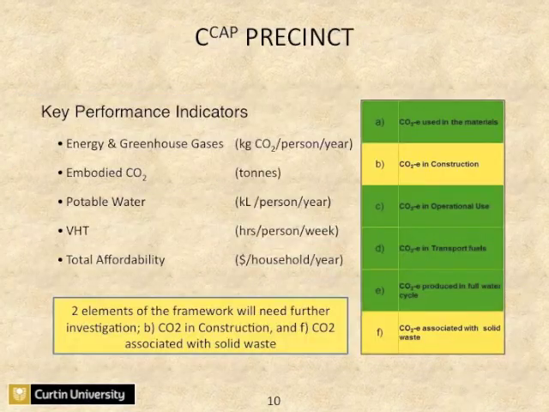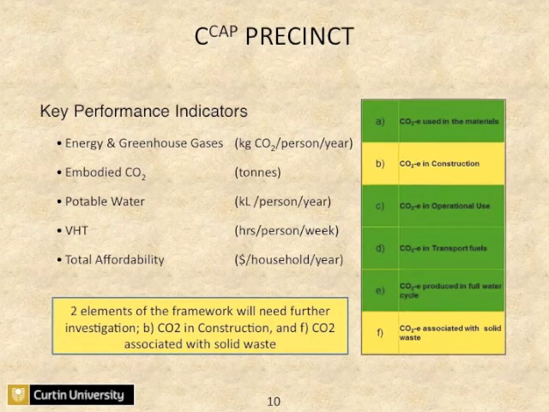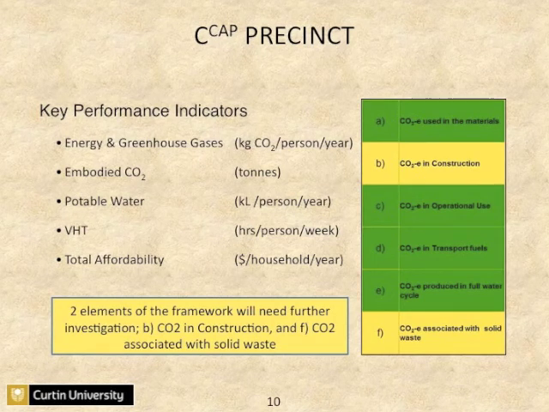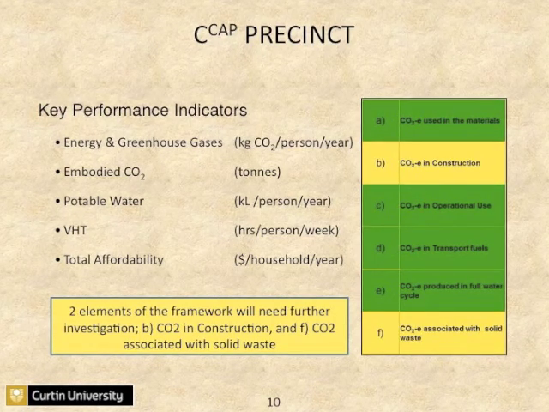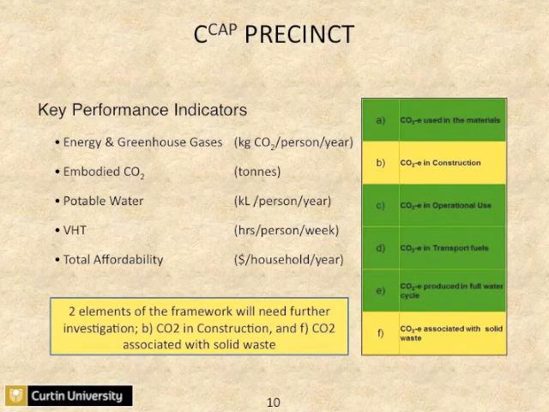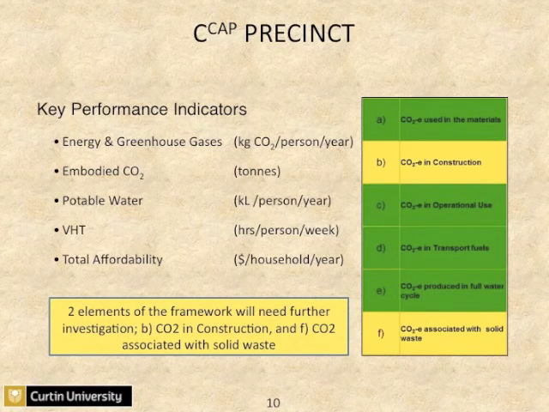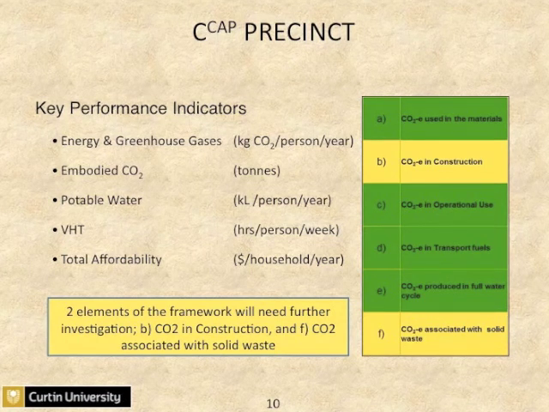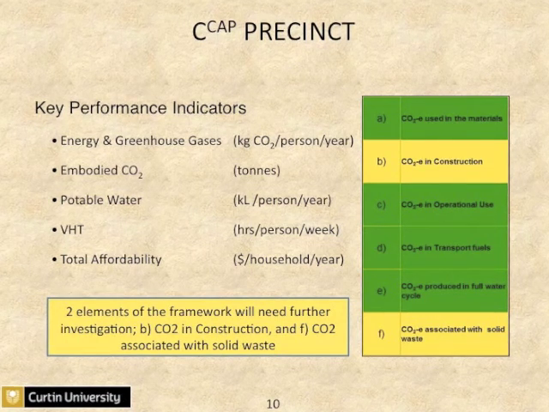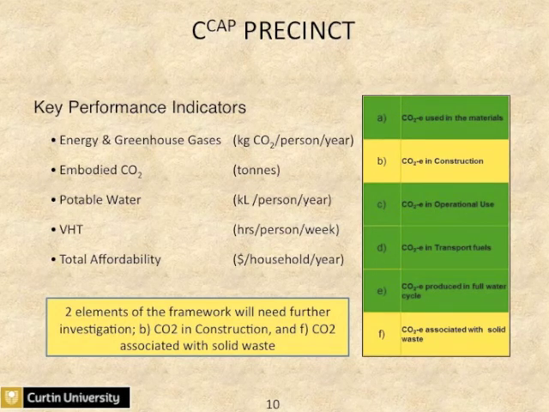The CCAP Precinct model is designed around 5 key performance indicators examined in separate modules. The Energy and Greenhouse module creates a ledger with data collected from the utility companies, providing records of gas and electricity supply and demand on an hourly basis throughout the year. The Embodied Energy module accounts for the one-off release of carbon emissions in the minerals extraction, manufacture, transport and assembly of materials that constitute the residential dwellings and the infrastructure that comprise the precinct.